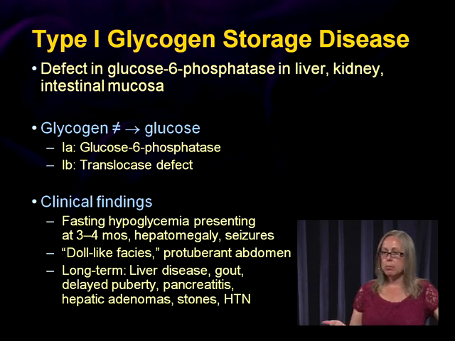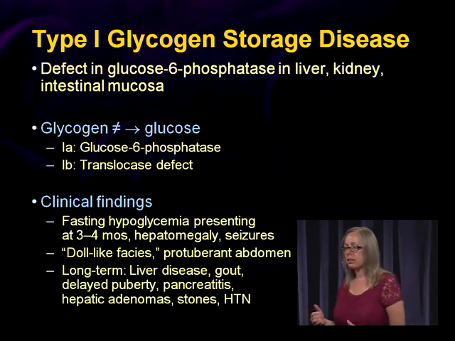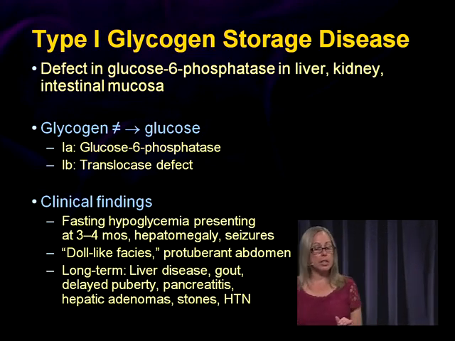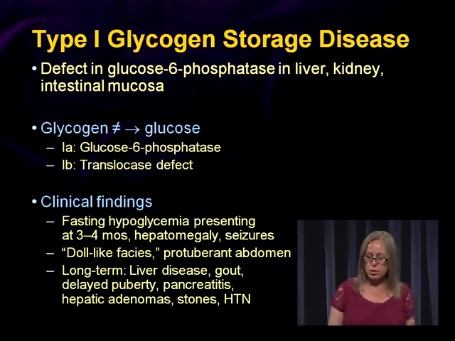They're getting a bigger and bigger liver because they can't get their glycogen back out of the liver. They're starting to have seizures from the hypoglycemia, doll-like facial features, and a protuberant abdomen. Long-term, they have liver disease, gout from the elevated uric acid, can have delayed puberty, pancreatitis, hepatic adenomas, kidney stones, and high blood pressure.